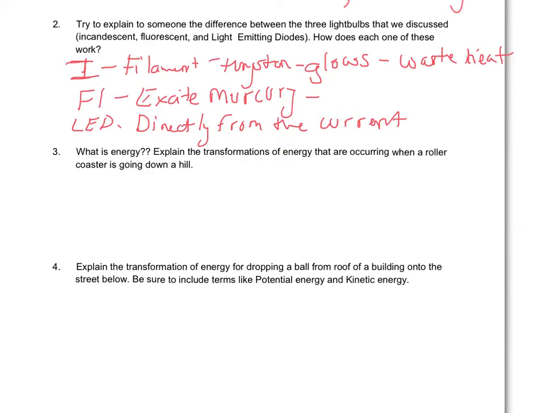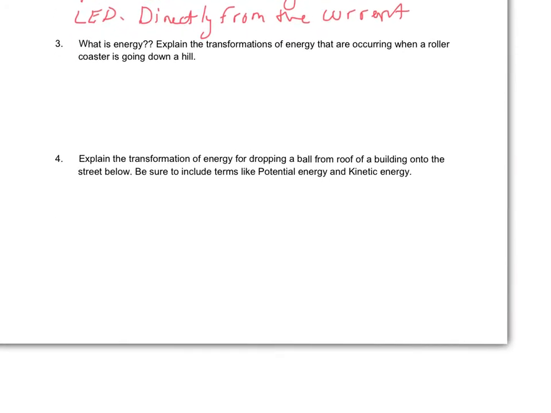What is energy? Well, if you remember, energy is the ability to do work. Energy is the ability to do work. Explain the transformation of energy that is occurring when a roller coaster is going down a hill.